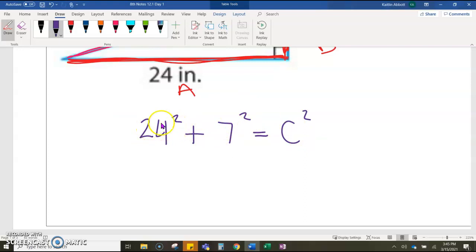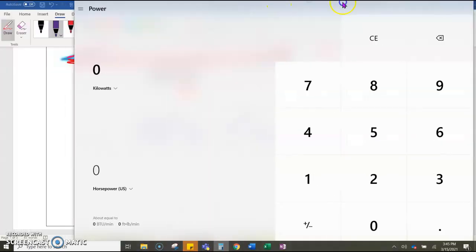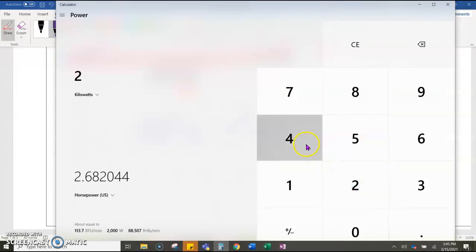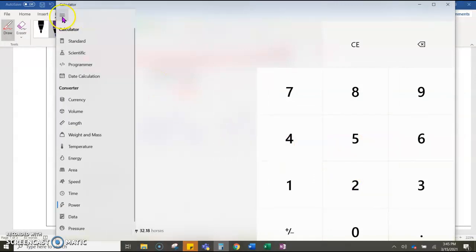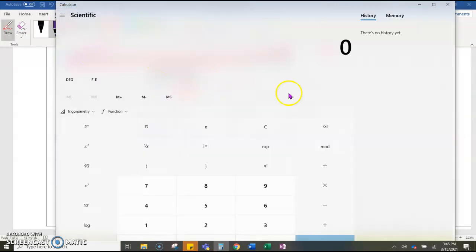Okay, so let's solve them. 24 squared is really 24 times 24. So in the calculator, handy dandy calculator. That showed up on the wrong screen. There we go. Oh, it's a scientific calculator. This is the calculator on your computer. You could do 24, and then I believe there's a squared button.